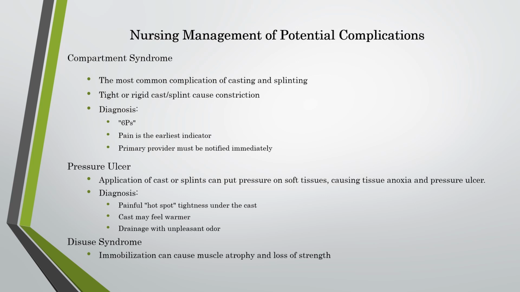So let's go to the manifestations. I talked about the pain as the earliest, but what are the other manifestations? The 6 P's are pain, paralysis, paresthesia, pallor, pulselessness, and poikilothermia. Poikilothermia usually occurs after the cast, but is not related to other immobilization devices. So pain is the earliest, and as soon as the nurse checks the 6 P's and identifies the problem as compartment syndrome, the primary provider must be notified immediately.